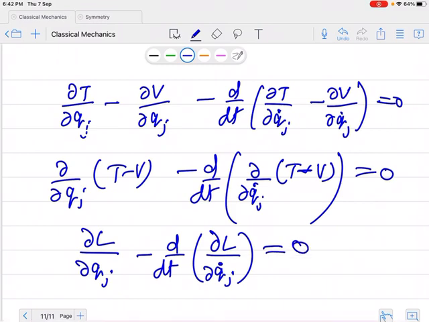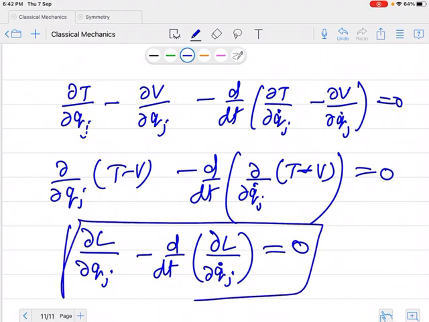Here L is the Lagrangian. For a conservative system the Lagrangian is T minus V, and this equation is known as the Lagrange equation of motion. So from Hamilton's variational principle we achieve the equation of motion. That was our basic aim. It is a second order differential equation with time as the independent variable.